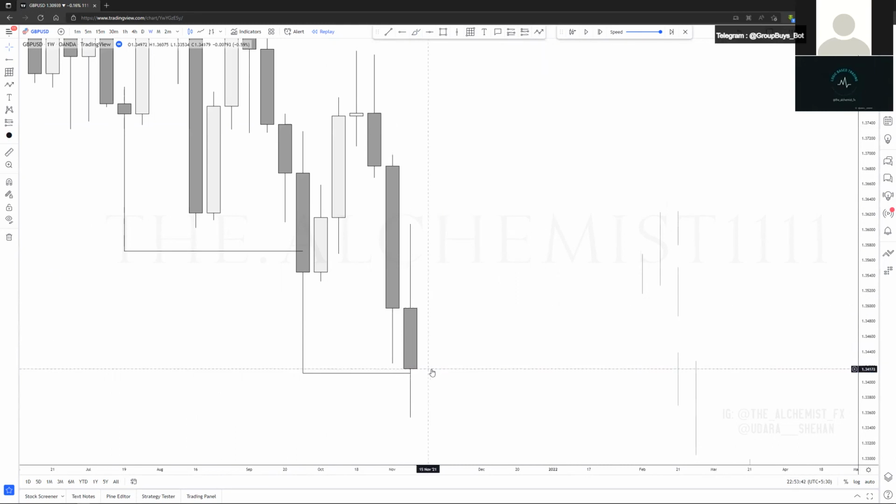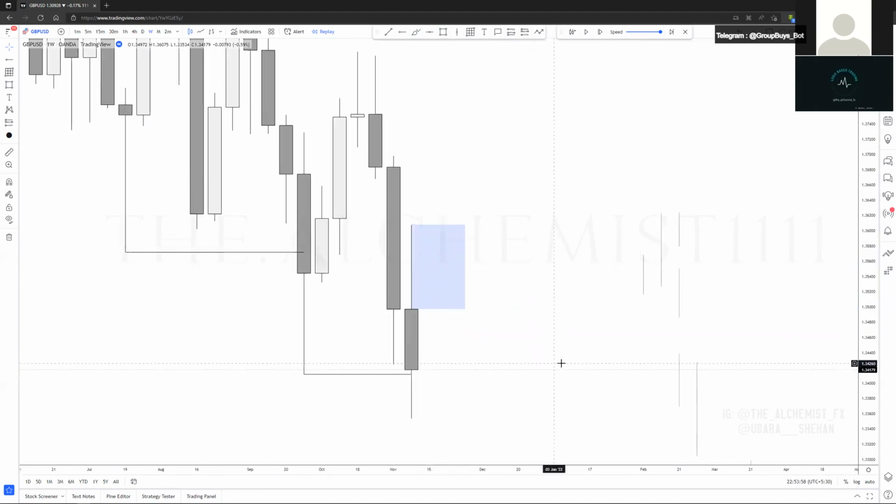So once it opens here, what can you expect? A false run in the opposite direction, right? You can expect a false run, which means the false run can go up and then a drop, right? So where can that go into? The weekly rejection block. Yes, nice. Can you see that? This is all we want to see on the weekly.